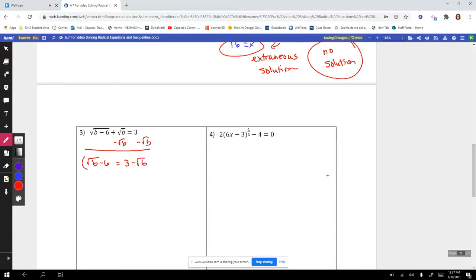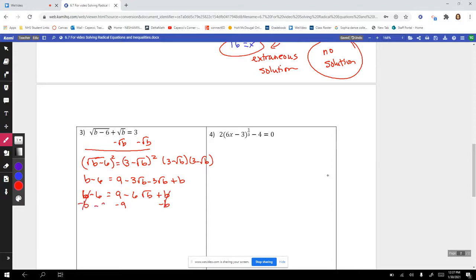Now we'll do what we did last time, and I'm going to square both sides. So I have b minus 6 is equal to, now again, I have 3 minus root b times 3 minus root b. So when I use FOIL, I get 9 minus 3 root b minus 3 root b, and my last term there is going to be plus b. Simplify what I can, combine my like terms. Now again, if I subtract my b's, they're going to zero out.